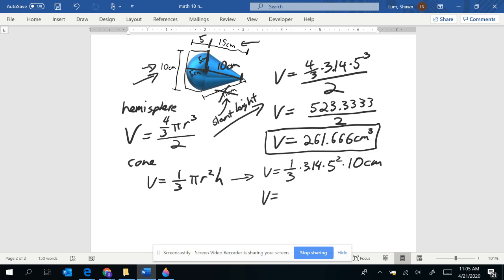This is just pure coincidence, but we get the exact same volume as the one above. So it is also 261.66 centimeters cubed. I did not design the question to have those two parts to be exactly the same, but that's just the way it works out.